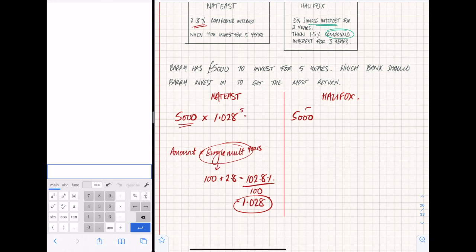So on your calculator, you then go 5,000 times 1.028. Please make sure you don't put 1.28 there, okay, because 1.28 is actually 28%. To the power of 5.